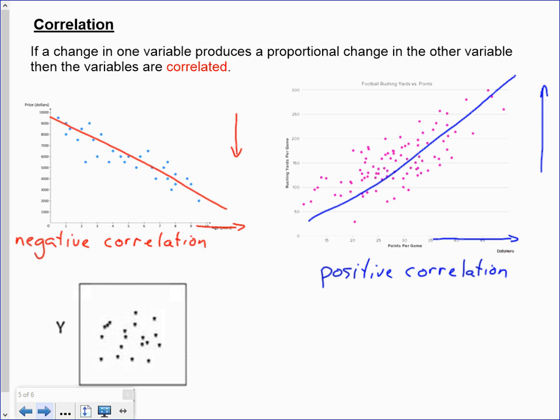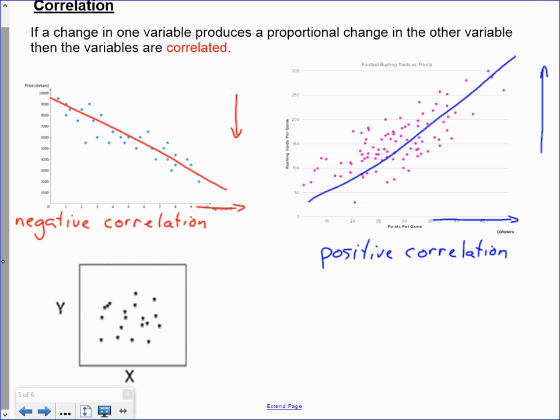In our last graph down here, we just have X and Y. This is an example of there being no correlation, because we don't really see that nice trend in the data. We just see points that are scattered all over the place.